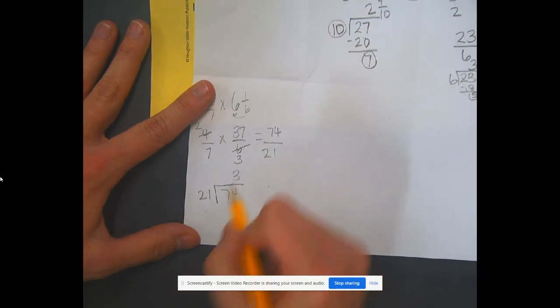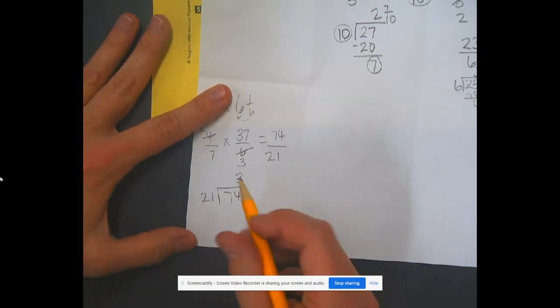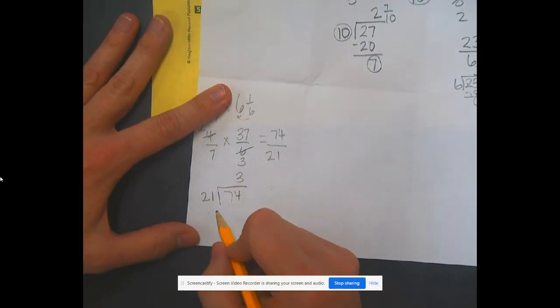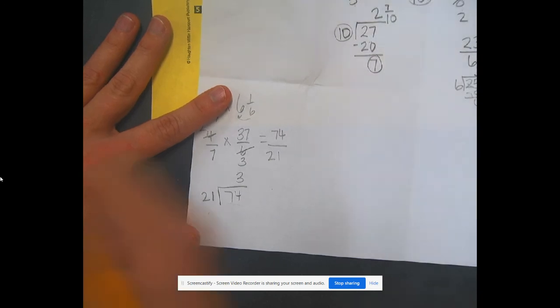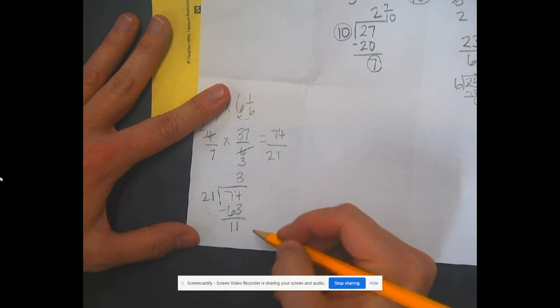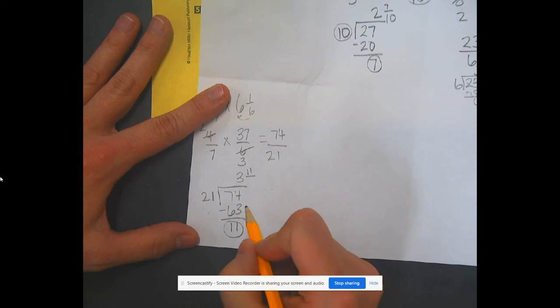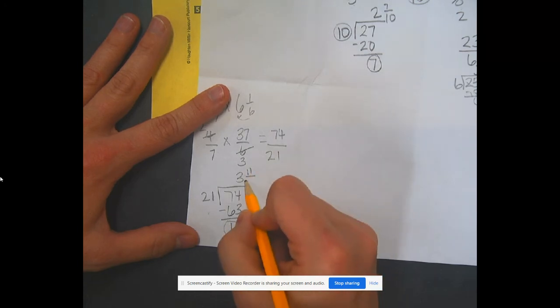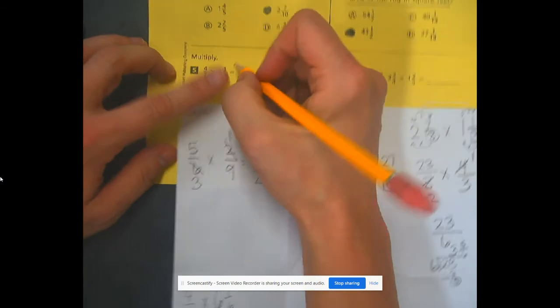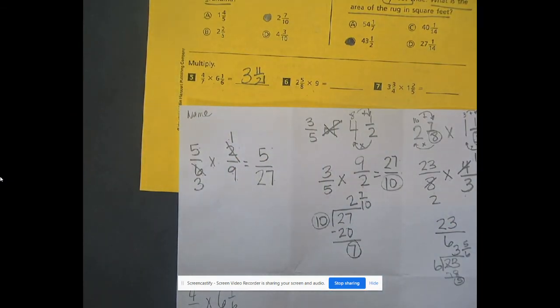3. Okay. 3 times 4 is 84. So too big for 4. 3 times 21 is? You should be able to look on your papers. You've done this. 63. Good. Subtract. Is there anything to bring down? So this becomes my remainder, which becomes my numerator, and my denominator is 21. So 3 and 11/21. If you missed it, did you see where you went wrong?